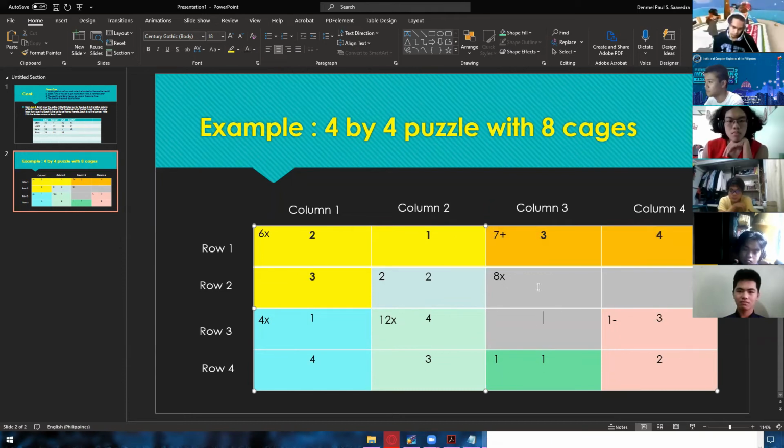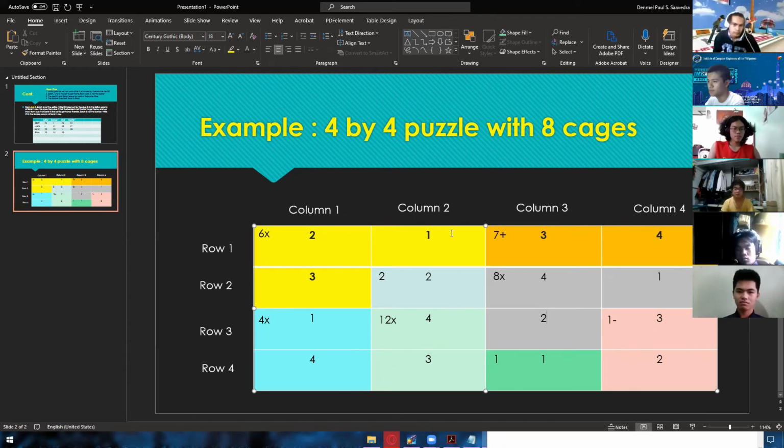So the last one is this 8x right here. So we can have 1 times 2 times 4. So 1 should be here, and then 4 is here, and then 3 is here. 1, 2, and 4. So 1, 2, and 3. So let's check everything. So 1, 2, 3, 4, repeated across each row. So the same with vertical. So yeah, I guess we were able to get the correct answer in every cell.